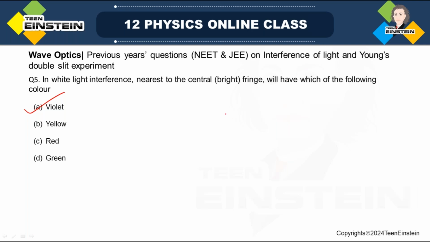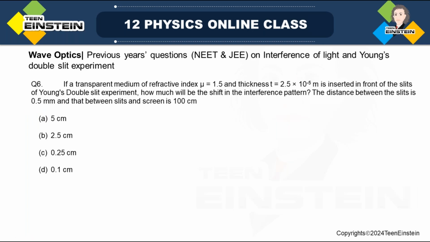Okay. Now let us go to the next question. So in this question, it is said that if a transparent medium of refractive index mu, let us write that 1.5, and thickness is given 2.5 into 10 to the power minus 5 meter, inserted in front of the slit of Young's double slit experiment, how much will be the shift in the interference pattern?